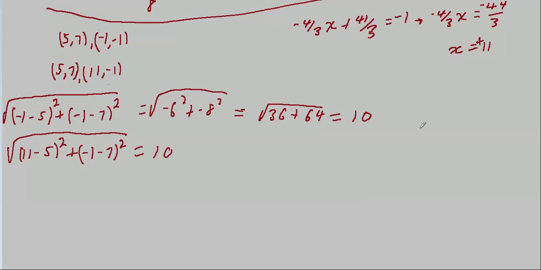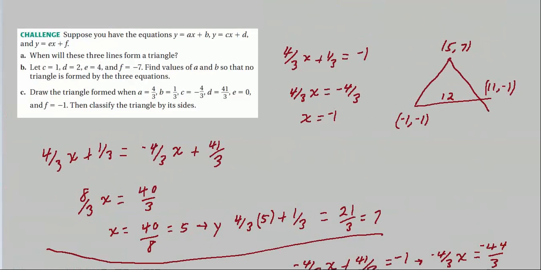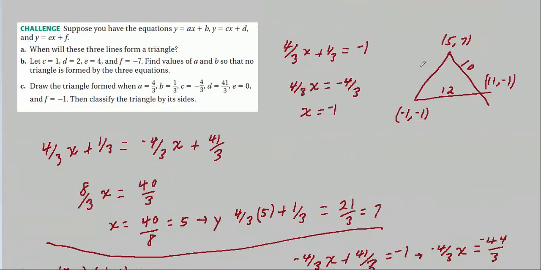So what have we got? Well, what we got is 10 here, 10 here, and 12 here. We have an isosceles triangle because it said classify the triangle by its sides. These two sides are congruent, and this one isn't. Done. That was kind of a long one. But remember, every time you see something like that, don't get intimidated or frustrated. Just go through it one step at a time.